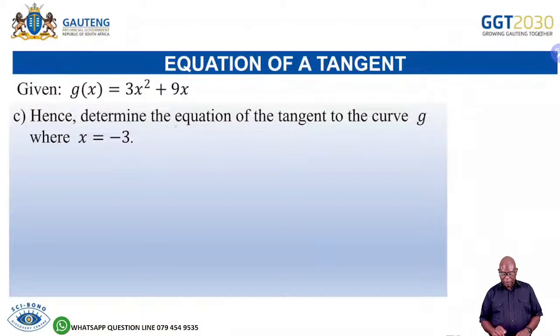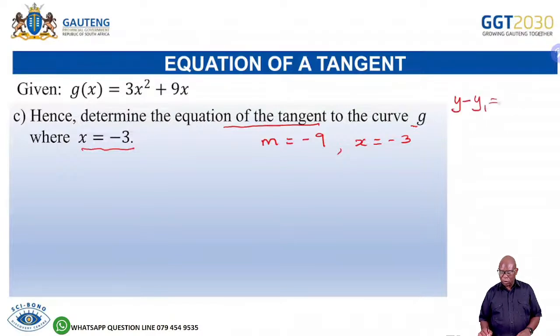And they say, hence determine the equation of the tangent to the curve where x is equal to -3. So first of all, what should I do? I have the gradient, it's -9. The x value I have, it's -3. One thing that I need now is to get the point. Remember, to get the equation of the straight line, y minus y1 equals m into x minus x1.